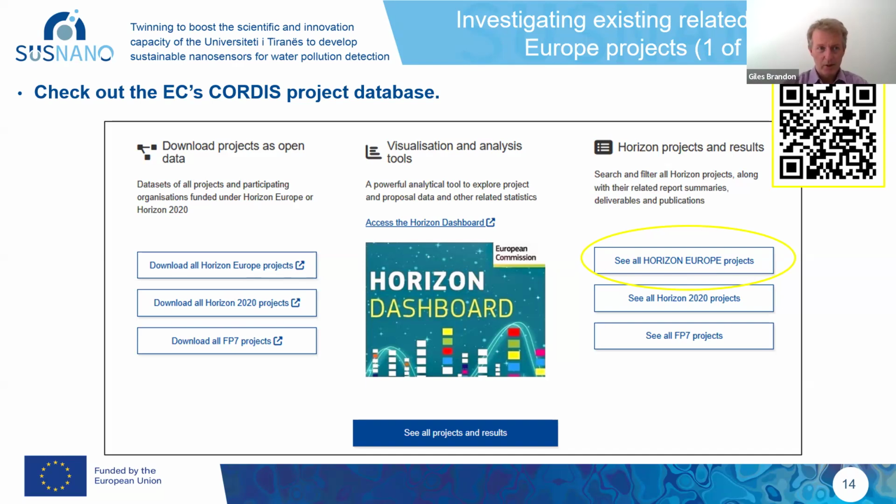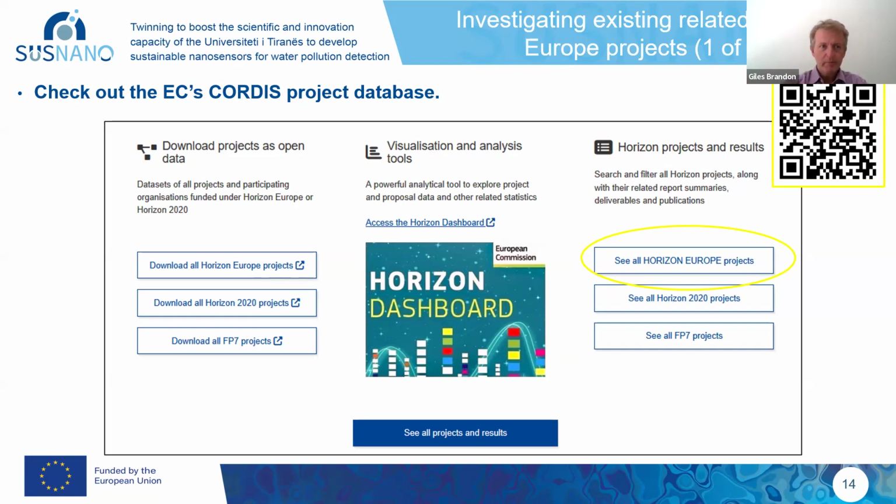Assuming you land on that page, it's quite a long page which scrolls down. If you scroll towards the bottom of the page, you'll hopefully see something like what is shown here on the screenshot. Hopefully you'll get to a part where it says Horizon projects and results. Now, for the sake of this training, I'm going to just talk about Horizon Europe. You'd click on the button that's highlighted here in yellow.